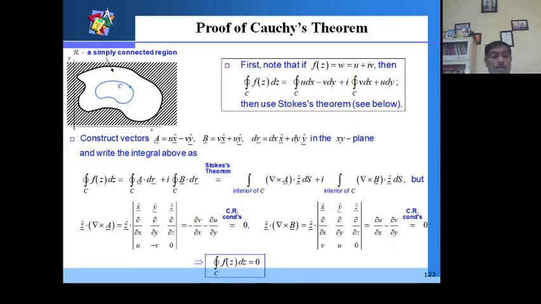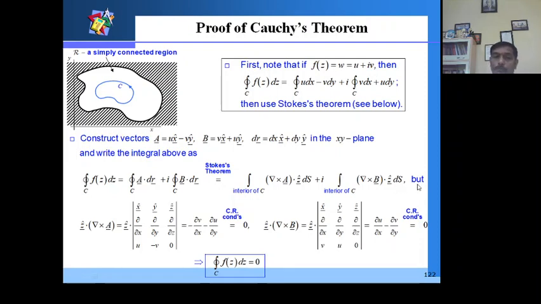In previous classes, you studied Green's theorem. Here we will discuss this using Stokes' theorem. We construct the vectors A equal to u i minus v j, B equal to v i plus u j, where i and j are the unit vectors, and dr is i dx plus j dy in the xy plane. We write the integral above as the integral over c of f(z) dz equal to the integral over c of A dot dr plus i times the integral over c of B dot dr. By Stokes' theorem, this becomes the integral over the interior of C of (del cross A) dot k ds plus i times the integral over the interior of C of (del cross B) dot k ds.